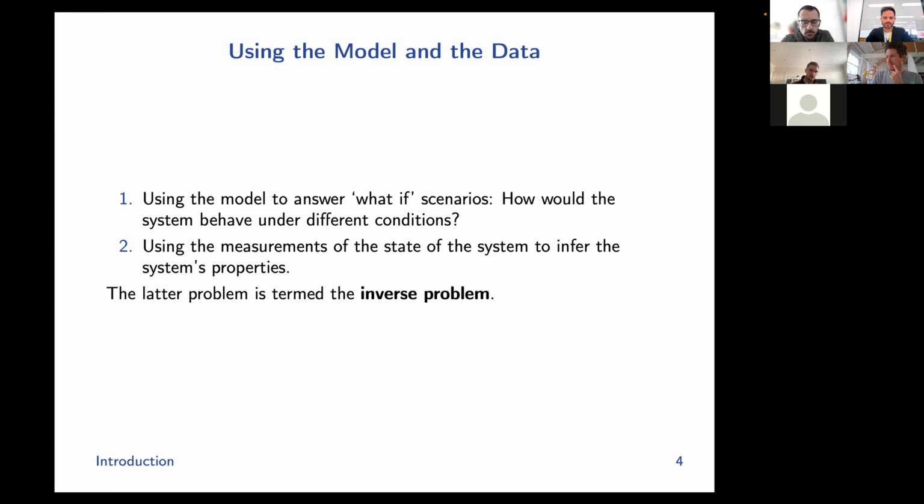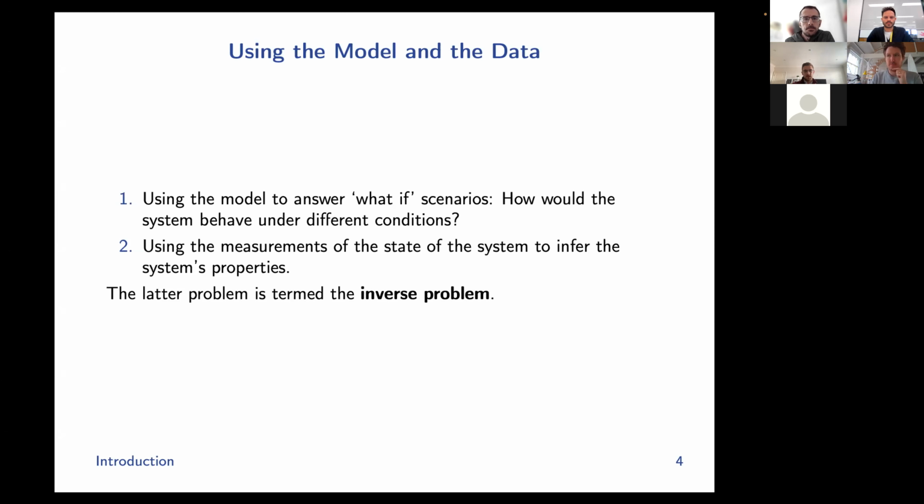So what we can do is, first thing that it's useful for is asking what-if scenarios. For example, what would happen if the train had twice as much cargo as it normally does. And where the data comes in is in two ways. Either it's used for calibration of the models, or we can also use it as a way of finding out properties of a system.